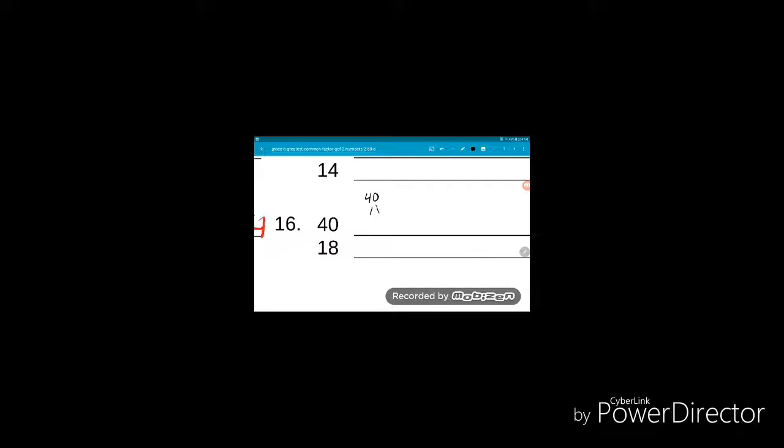40. Prime factorization for 40. 10 and 4. We could also use 5 and 8. Let's do 10 and 4. That's fine. This is 2 and 2. This is 2 and 5. So this is 2 times 2 times 2 times 5. That's the prime factorization for 40.